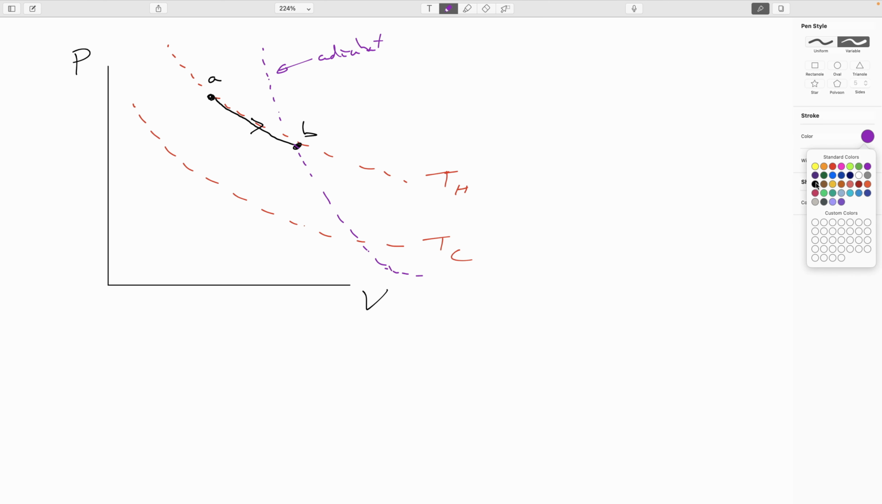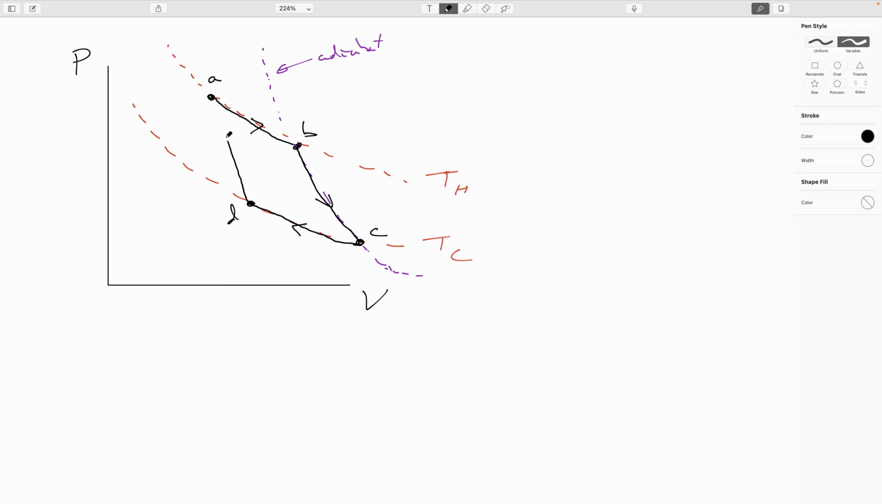So then we will go ahead and do our adiabatic expansion. And then we will go ahead and do our isothermal compression at the colder temperature, and finally return back with our adiabatic compression.